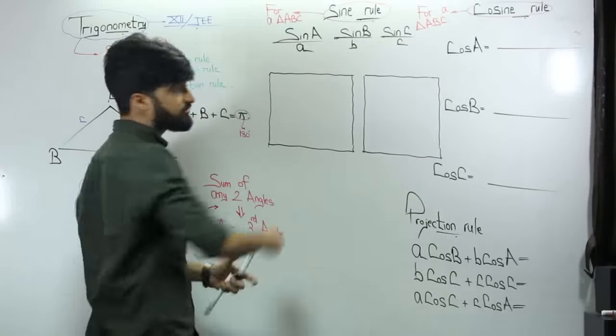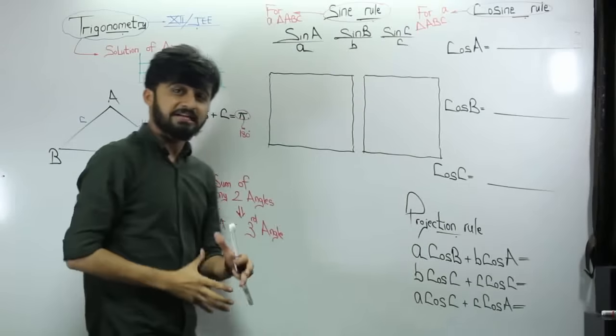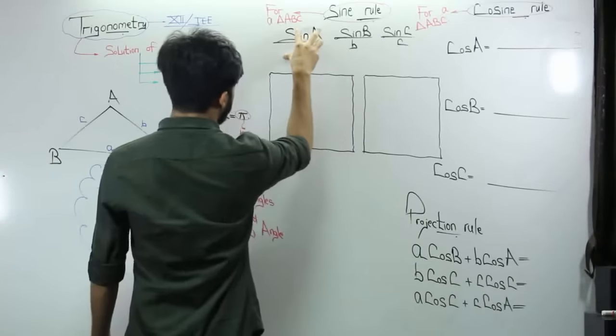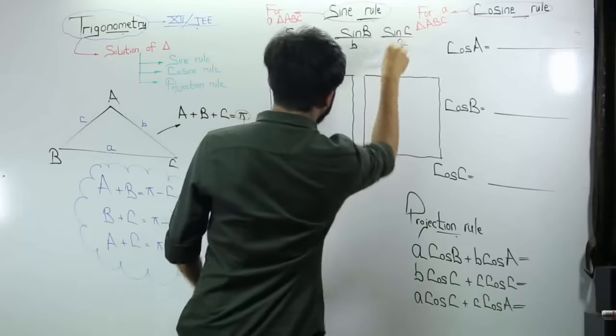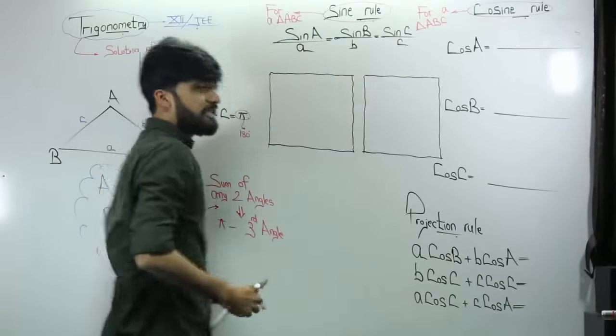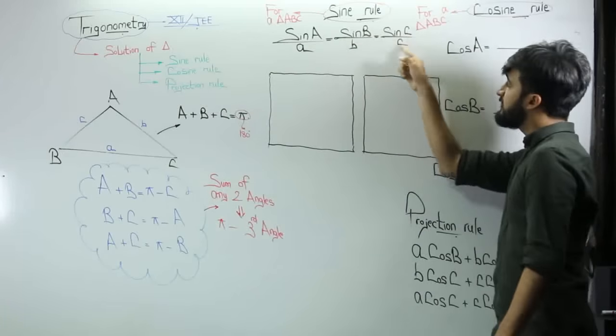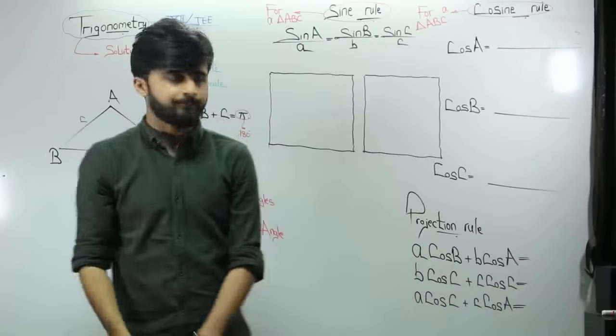As if I took three ratios: sine of A upon a, sine of B upon b, sine of C upon c. Sine rule states all these ratios: sine of A upon a, sine of B upon b, sine of C upon c, all these ratios are equal. That is my sine rule.